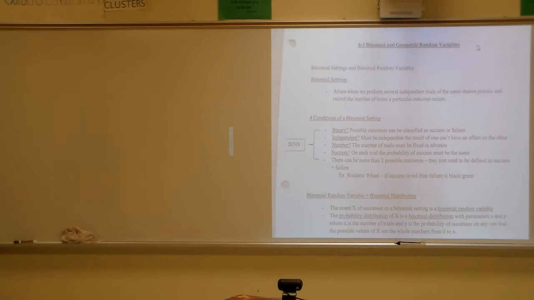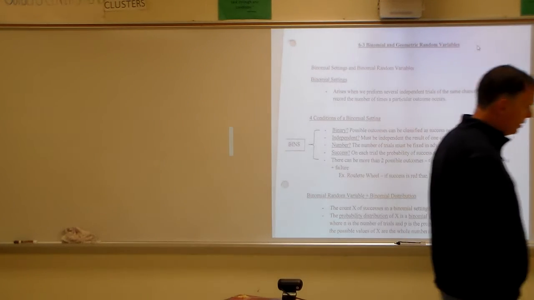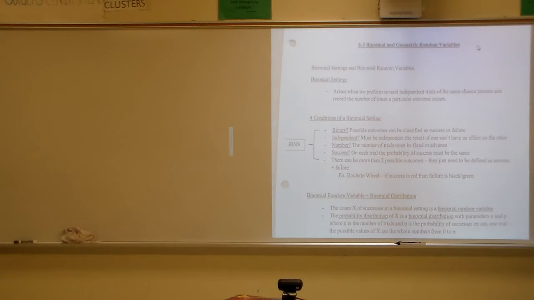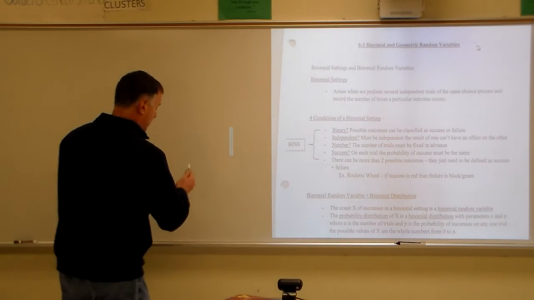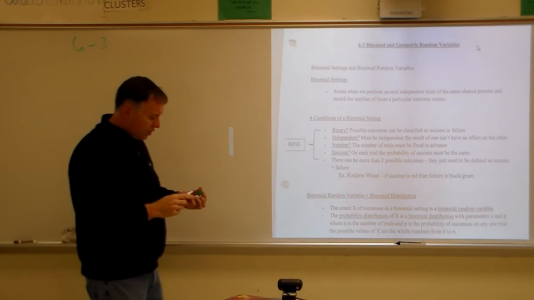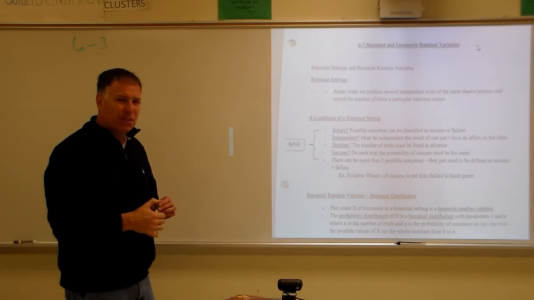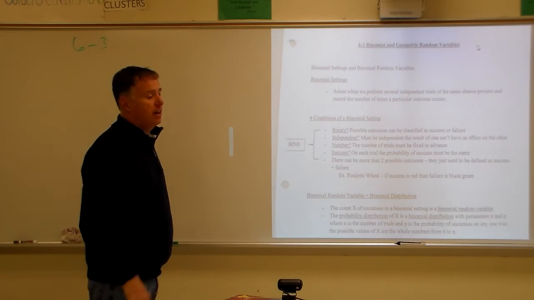Section 6.3, binomial and geometric distributions. Binomial and geometric random variables. Okay, so this is 6.3. So we're going to talk about what's called a binomial setting, binomial setting and binomial random variables.